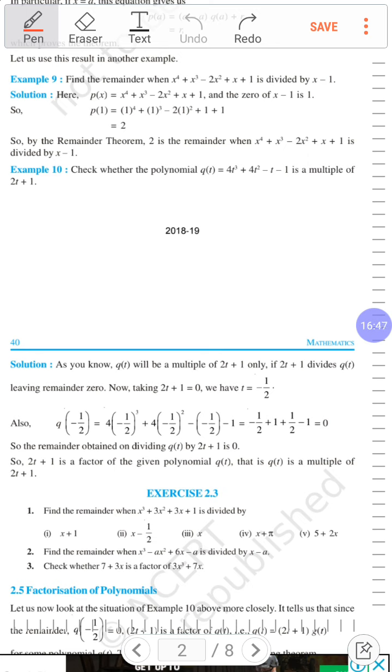Now while keeping minus 1 by 2, what do we get? Minus 1 by 2 cube means what? 1 by 8. Here it has not been solved properly. So let's see, 4 into minus 1 by 8. Okay.